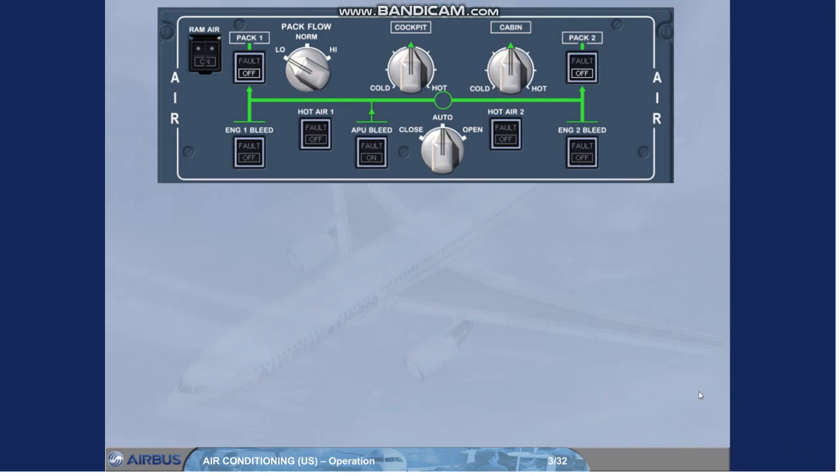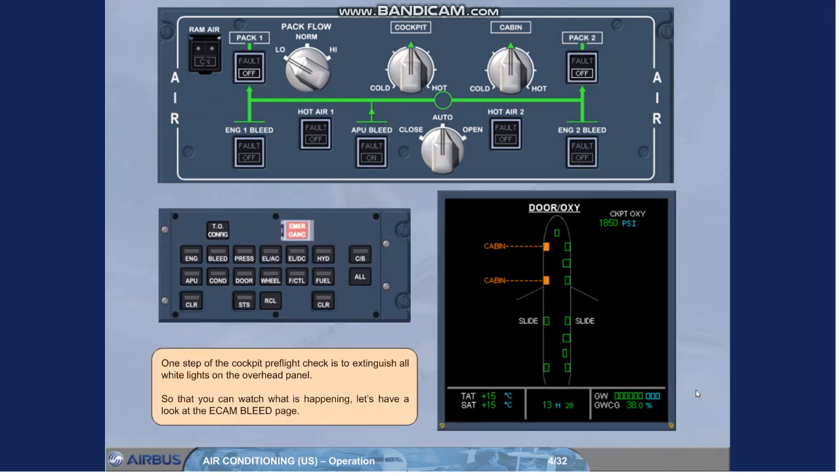Notice that, except for the off lights on the two PAC push-button switches, all the other push-button switches are in the normal lights out position. One step of the cockpit pre-flight check is to extinguish all white lights on the overhead panel, so that you can watch what is happening. Let's have a look at the ECAM bleed page.